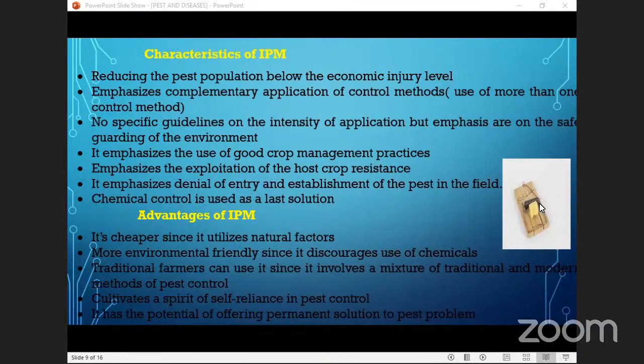Shani, are you seeing this picture here? Hello? Shani, are you seeing this picture? Are you able to see this picture where the pointer is?